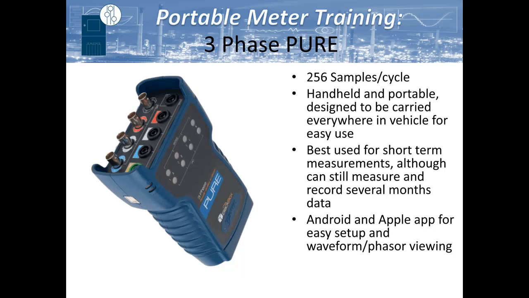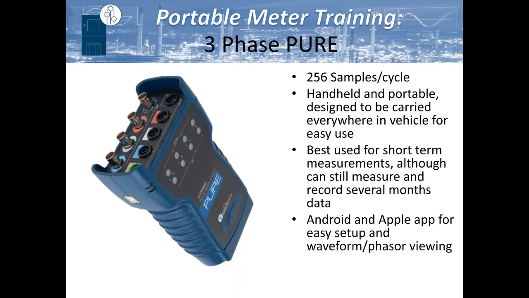So next we have the 3-phase Pure, 256 samples per cycle. Its design rationale was everybody needs one that they can just carry with them anywhere. So we make one really small, we make one portable, and give the end user the ability to have it with them at all times. As you can see, you've got the 4 A, B, and C connections for current probes, and you've also got the 5 banana plugs for alligator clip, banana plug connections. Those are for your voltage.